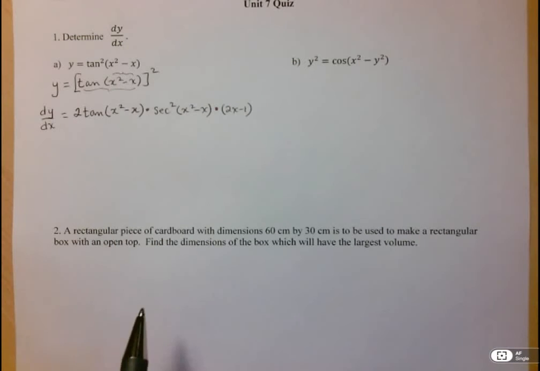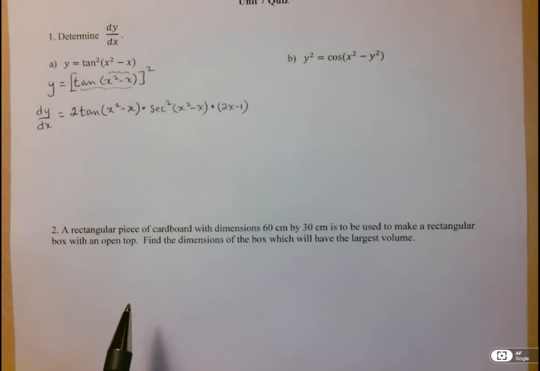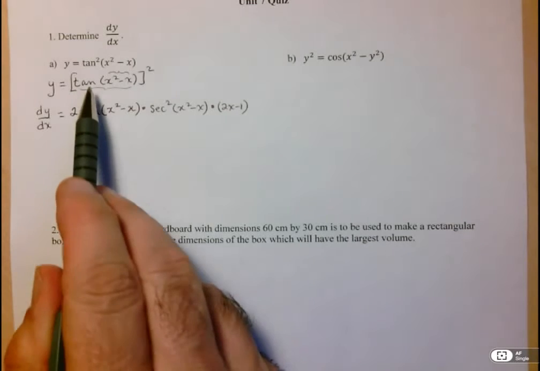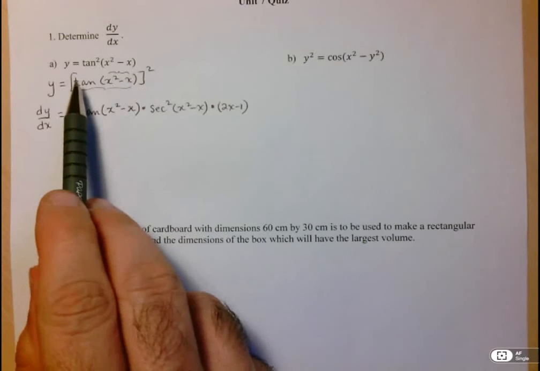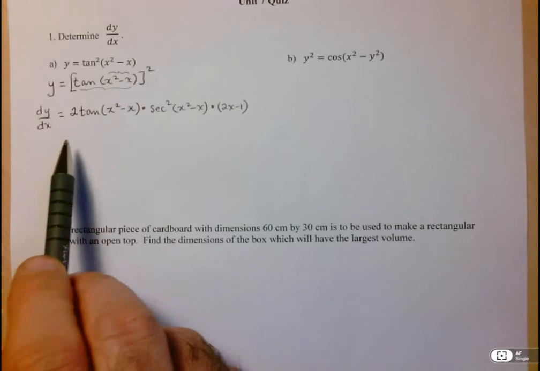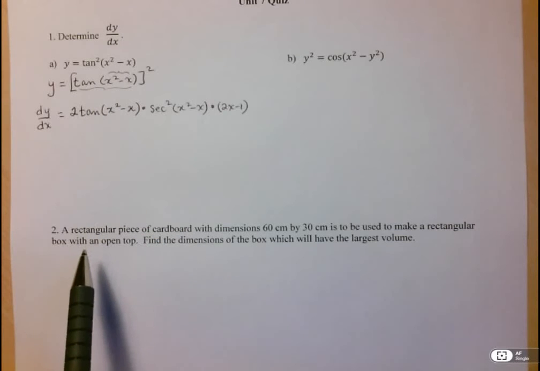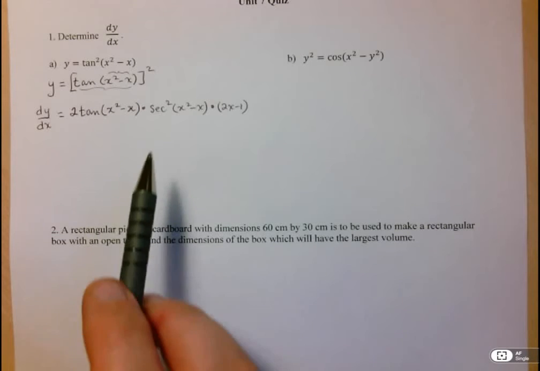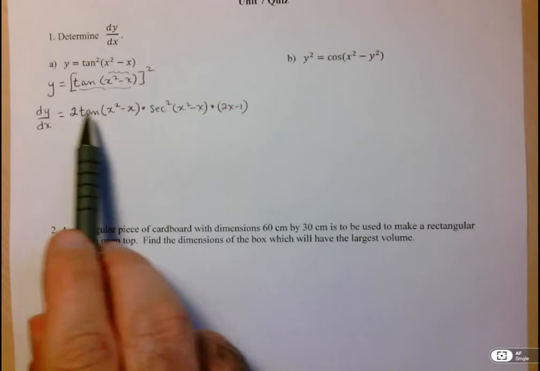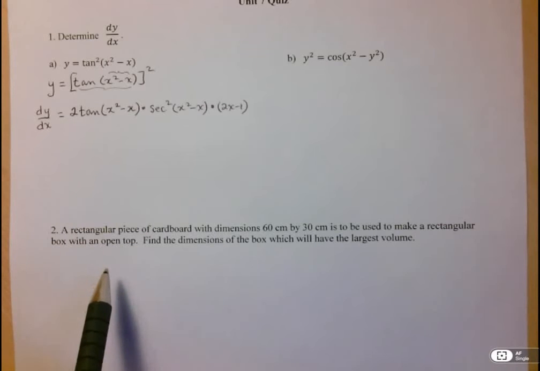Again, we saw that we had to use the chain rule 3 times. First for this expression squared, then the tangent of that expression, and then finally the derivative of x squared minus x with respect to x. For a question like this, unless it says simplify, I just expect you to leave it in this form. You don't need to simplify any further.